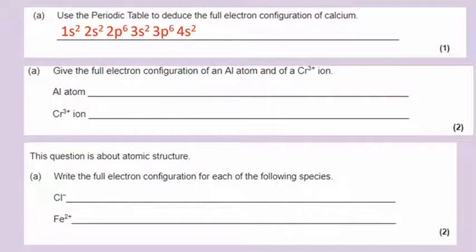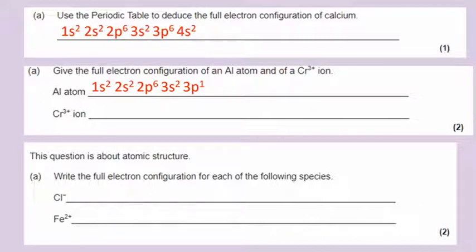First up, we have calcium, nice and straightforward. 1s2, 2s2, 2p6, 3s2, 3p6, and then the only thing we have to remember is that we're going to fill the 4s subshell before 3d, so we finish off here with 4s2. Aluminium is also very straightforward, nothing complicated here.